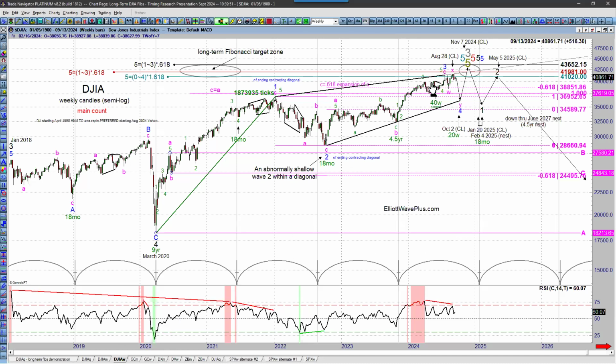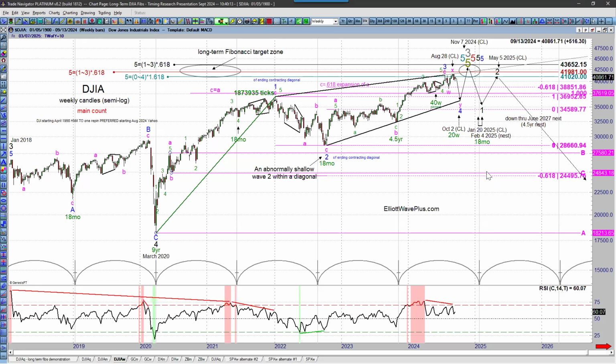So it's been a little rough to try to figure out where the end of the wave 3 is up here, and I'll just show you that I do some additional work besides just counting Elliott waves, and there are some very important reasons why I do this.